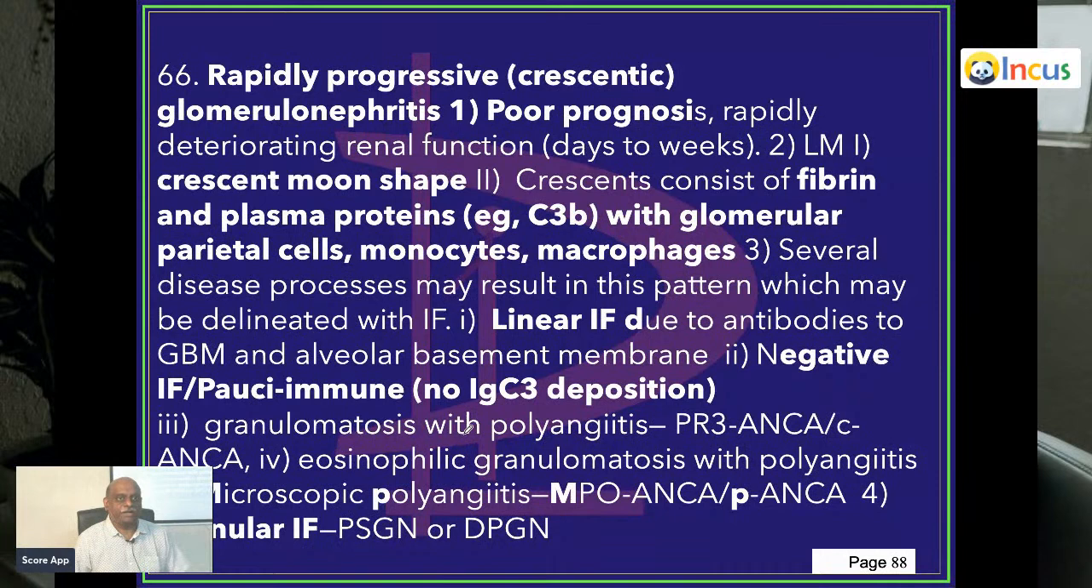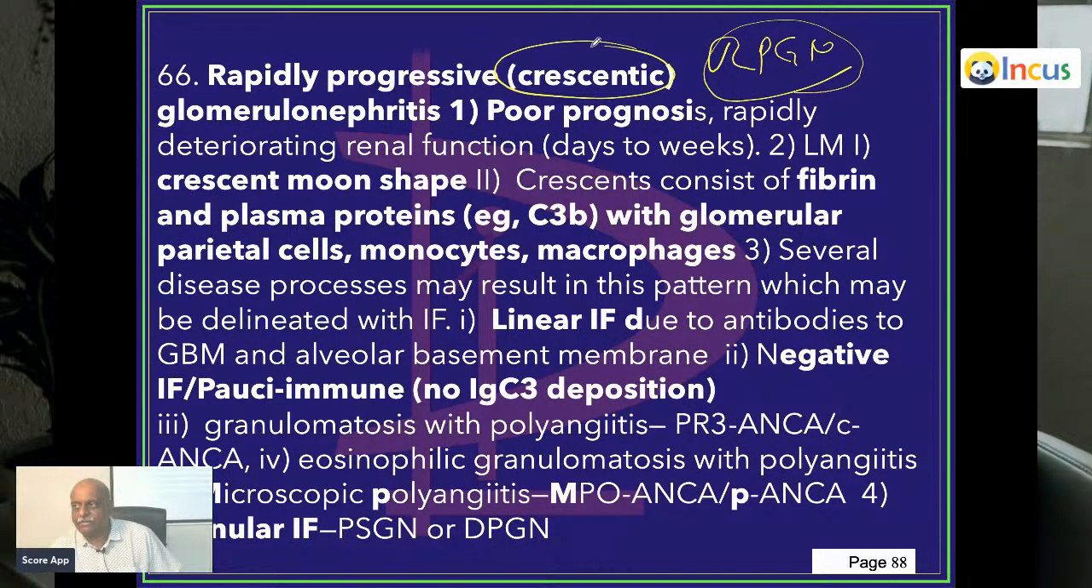Then comes, doctor, RPGN. Nephrologists call it RPGN, rapidly progressive glomerulonephritis. The name itself is saying, no, it is rapidly progressing. This is also called crescentic glomerulonephritis, not crescentric. It is not crescentric.